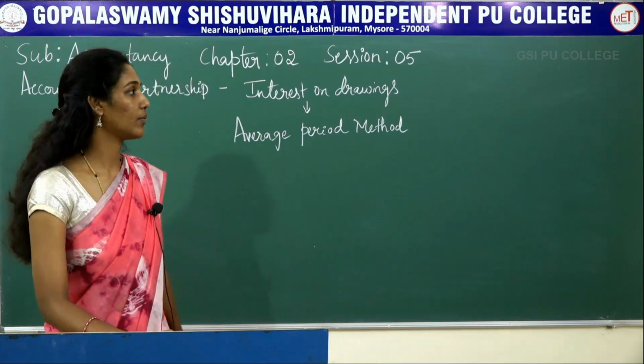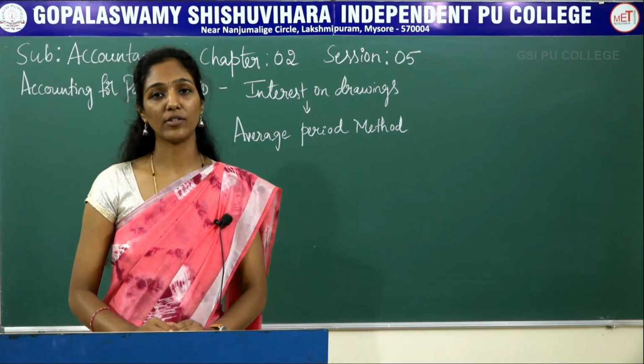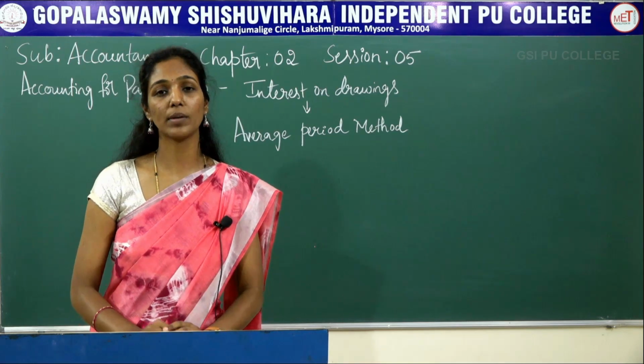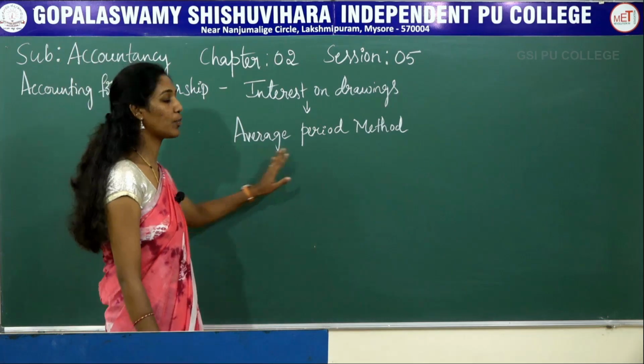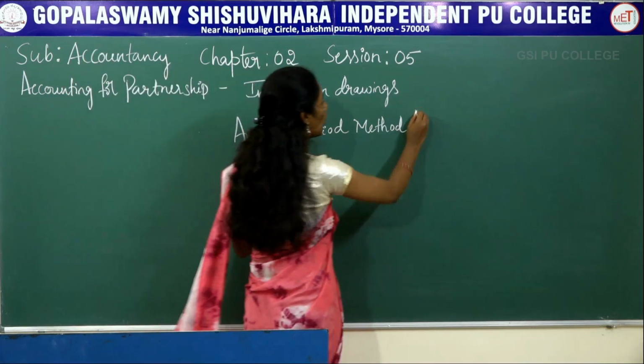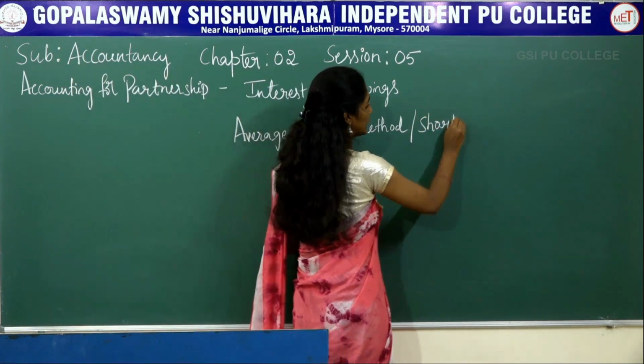In last class, we discussed problems based on interest on drawings by using the product method. In today's class, let's discuss the average period method, which is also called the shortcut method.